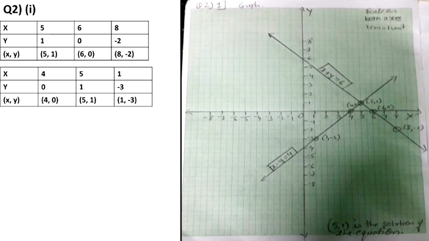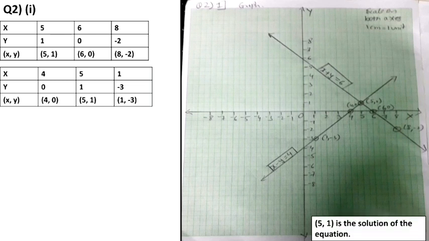Same way for the second one. X value is 4, y value is 0. The x value is 5 and the y value is 1. The x value is 1 and the y value is minus 3. With the help of these 3 points, we will draw one collinear line. If the points fall in the collinear line, it means the equation you have solved is correct. After drawing the line, you have to write the equation on that. Where these two lines intersect, the point 5 and 1, so 5 and 1 is the solution of the equation.